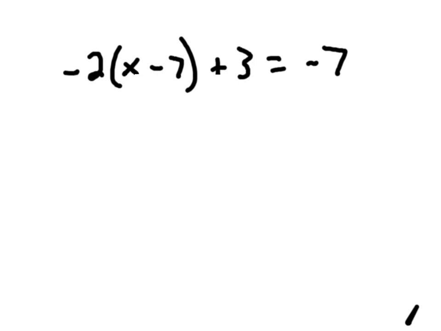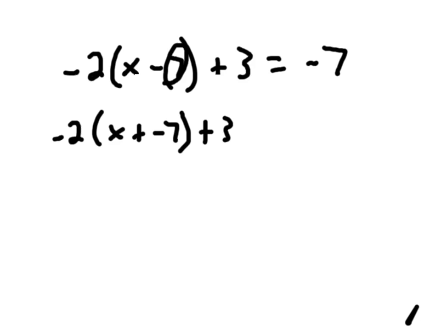First thing again is change subtraction to addition. So my subtraction is right here in the parentheses. So I'm going to have negative 2 times x. My minus changes to a plus. My 7 changes to its opposite. And everything else stays the same.